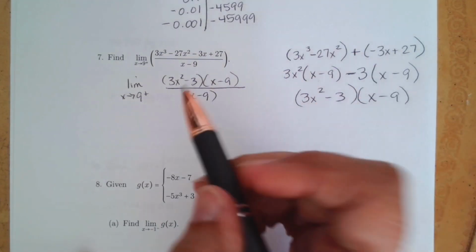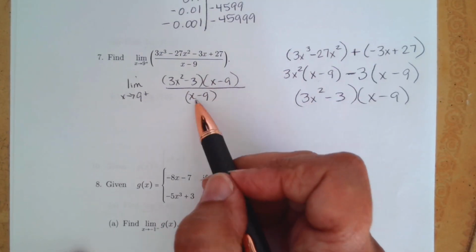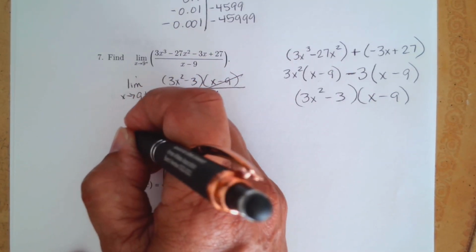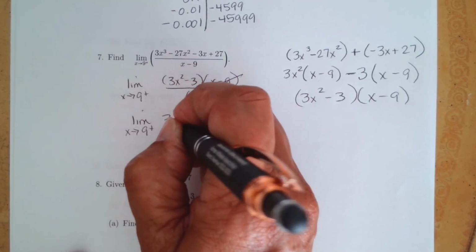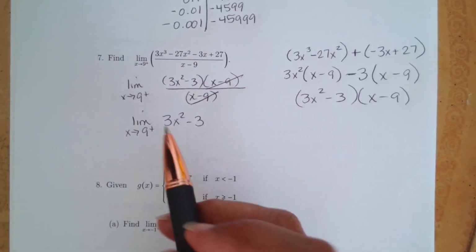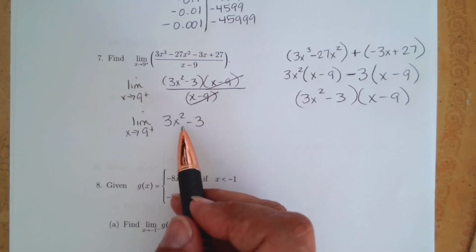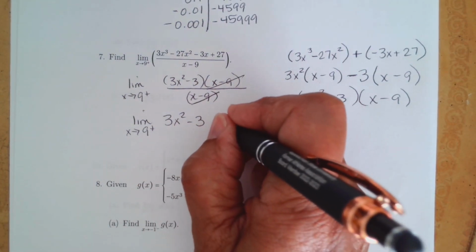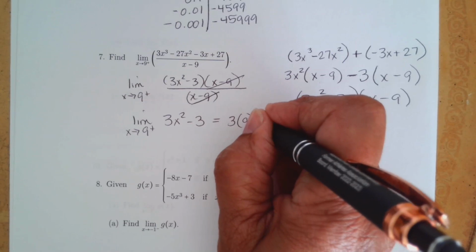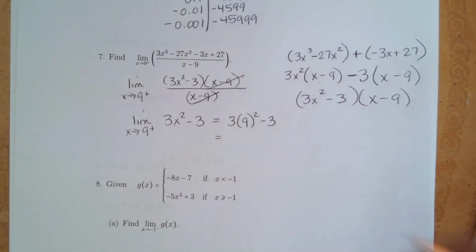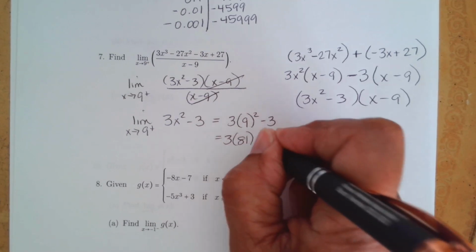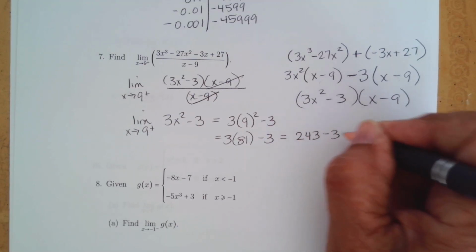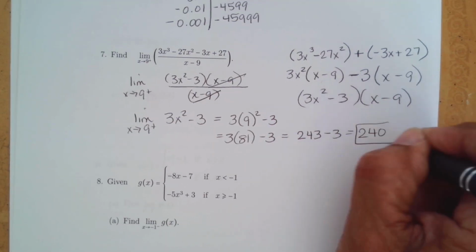Okay, so now in algebra, if you have like factors, remember you can cancel those. So if those cancel, now I have the limit as x approaches 9 from the right of 3x squared minus 3. Now I have a polynomial, and remember for polynomials you can just plug the 9 in. So now I can plug in the 9, so that gives me 3 times 9 squared minus 3. 9 squared is 81 minus 3. 3 times 81, that's 243 minus 3, so we end up with 240.